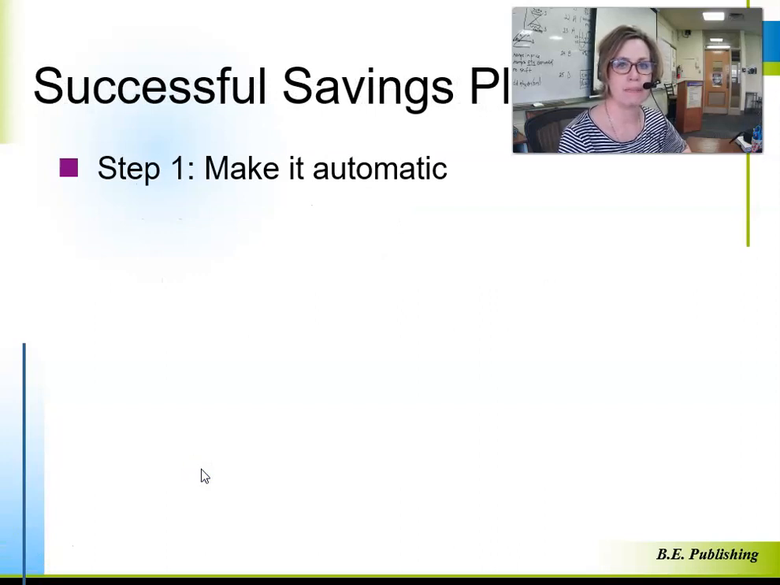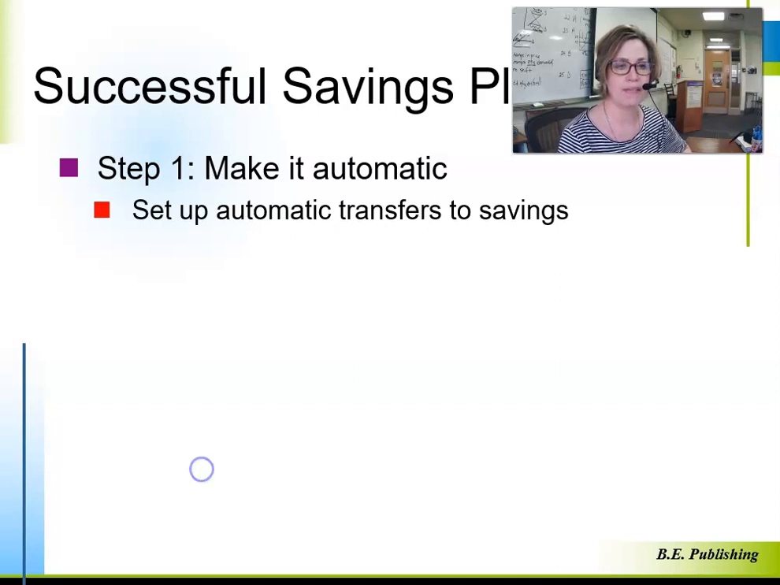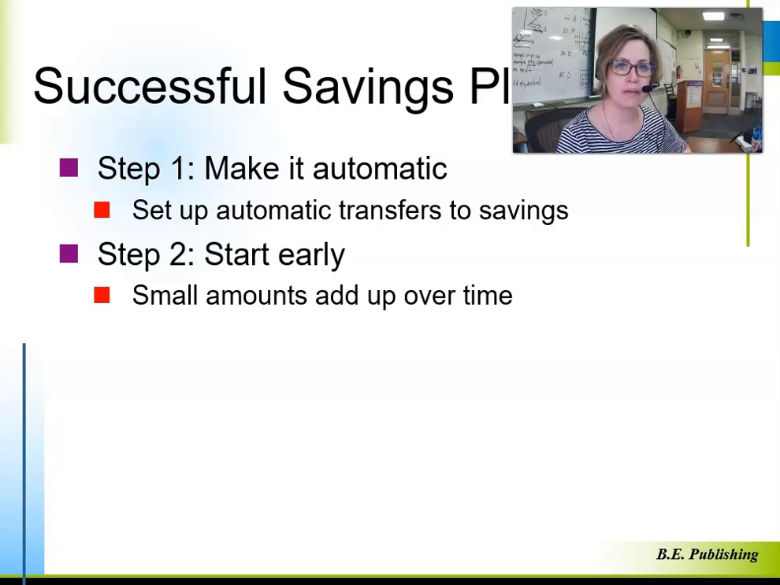So what are some steps in successful planning? Make your savings rather automatic. Have those funds transferred from your bank account to the various different savings vehicles. You want to start early. Small amounts of savings are going to add up over time.